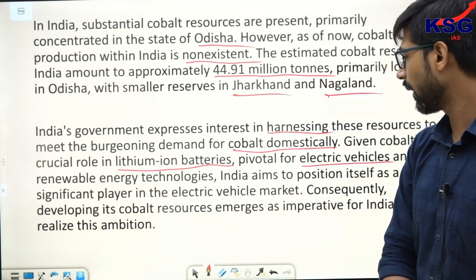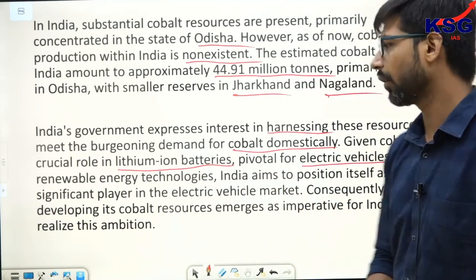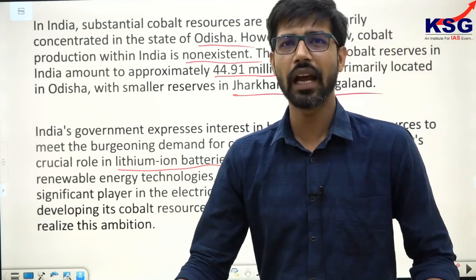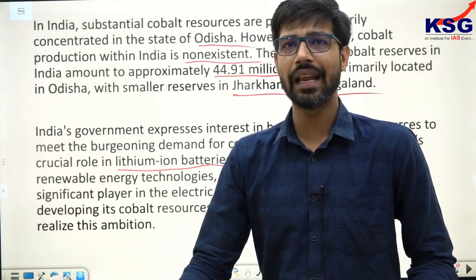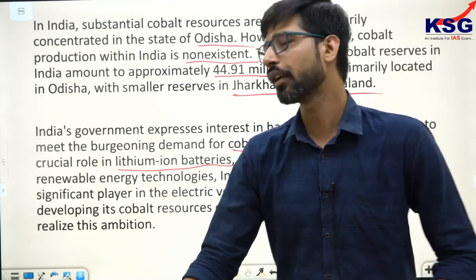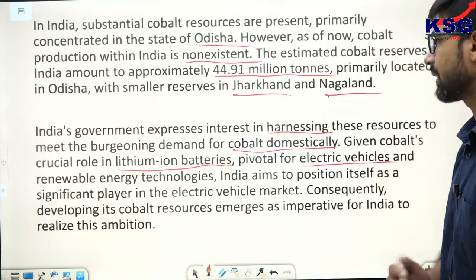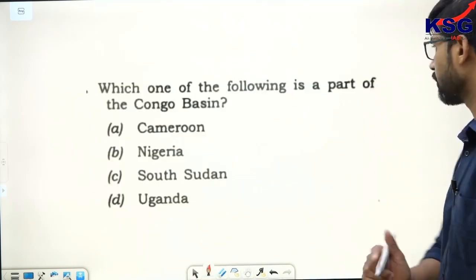Consequently, developing its cobalt resources emerges as an imperative for India to realize this particular ambition. We will have to tap onto our cobalt resources if we want to have a greater say in the electric vehicle manufacturing supply chain. This is the answer to the 7th question. Let's start with the next one.